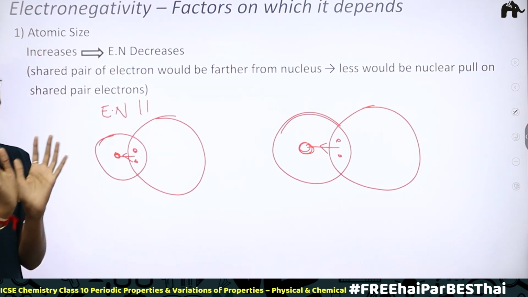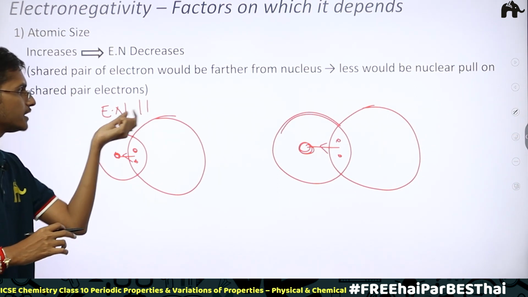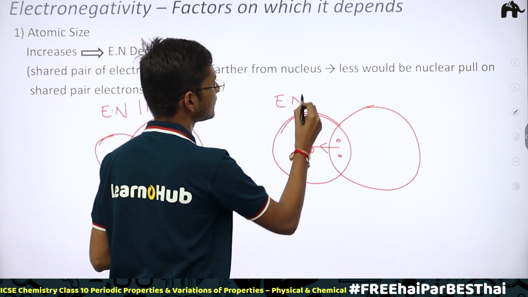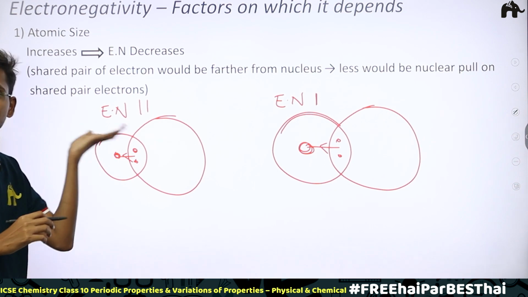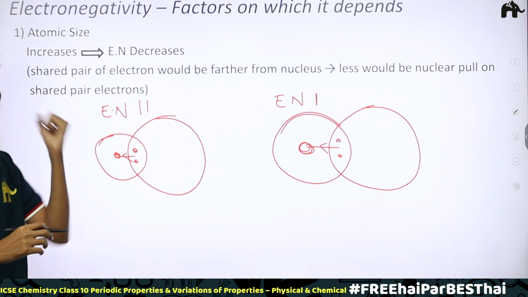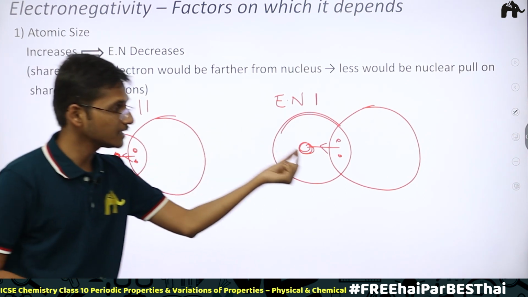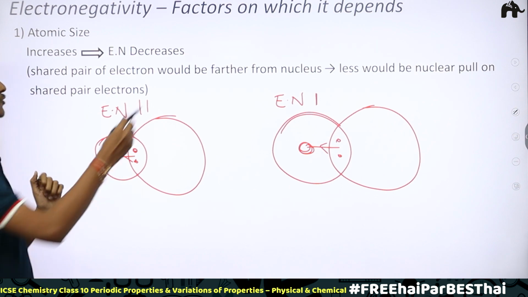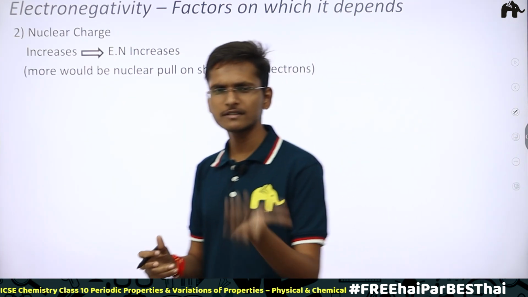I am showing it by two lines to show it more. So electronegativity here is more as compared to the electronegativity here. Why? Because the tendency to attract the shared pair of electrons here is more than this case. So what is happening? When we are increasing the size, electronegativity is decreasing. Now let's see what happens to the electronegativity when nuclear charge increases.